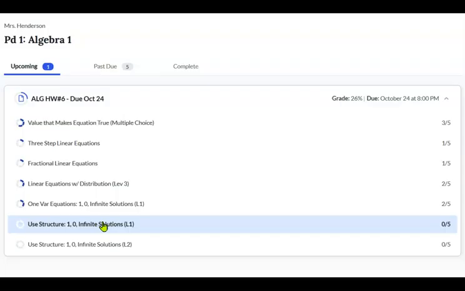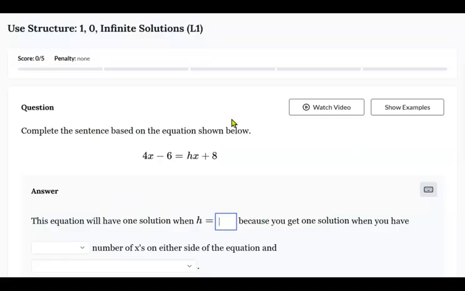Let's take a look at the last two topics. This one is really going to ask you to think about what you need to have in order to make one solution happen. So if I want this equation up here to have one solution, then I cannot have matching variable terms. So it will have one solution when h is equal to any number in the universe but 4. So I can put any number I want in this box, but I cannot put the number 4.